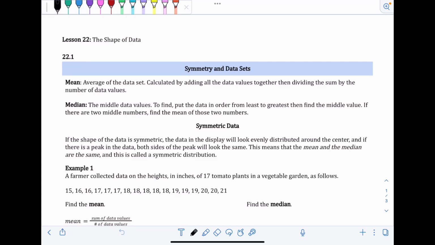Lesson 22 is called the shape of data, so we're continuing in the statistics unit. So 22.1 is symmetry in data sets. We're going to look at what makes a data set symmetric versus skewed. A couple of vocab words for this section.